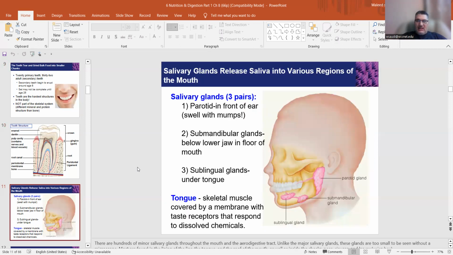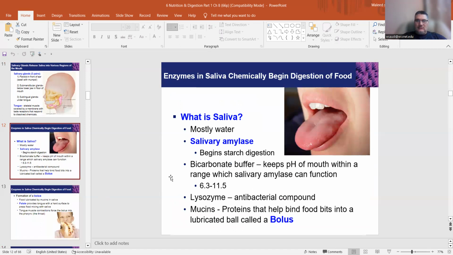We have salivary glands that will secrete saliva, and the saliva is to moisten, and also it helps in the chemical digestion a little bit, like these, parotid, submandibular, sublingual. You also have the tongue. Why do we have the tongue? The tongue is going to move the food in our mouth to different parts in order to chew it, which is a mechanical digestion.